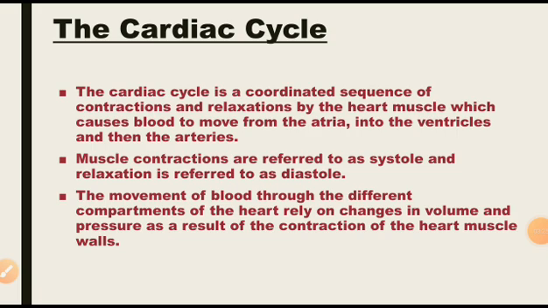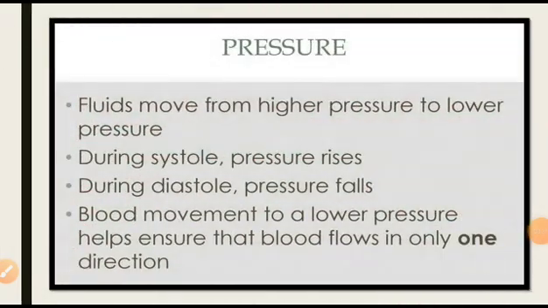The movement of blood through the different compartments of the heart relies on changes in volume and pressure as a result of the contraction of the heart muscle walls. Now let's see what the changes in the pressure are. Fluids move from higher pressure to lower pressure. During systole the pressure rises and during diastole the pressure falls. So the blood movement to a lower pressure ensures that the blood flows in only one direction. So the flow of blood is unidirectional.